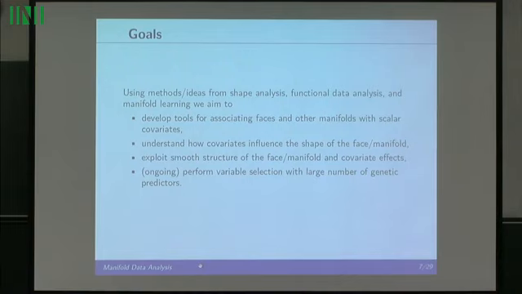What they were doing was reasonable. This is certainly not the problem, but it felt like there was a lot left on the table that I thought we could do. And ongoing work is that we're doing variable selection with a larger number of genetic predictors. This is happening as we speak.